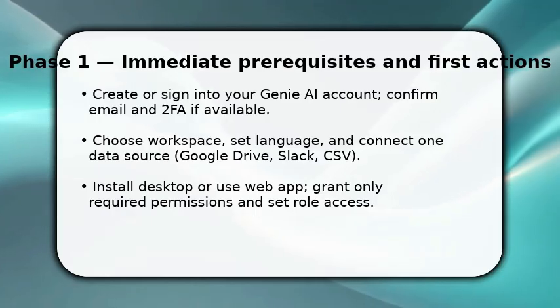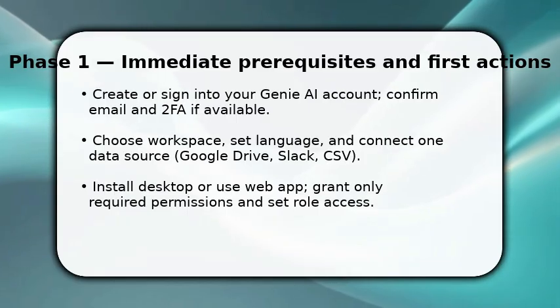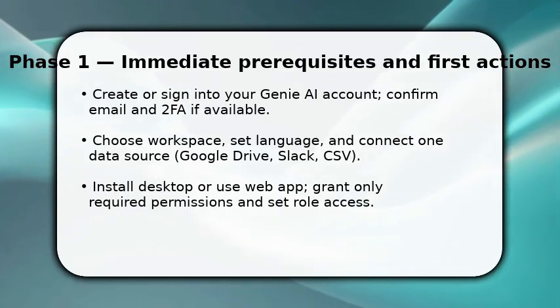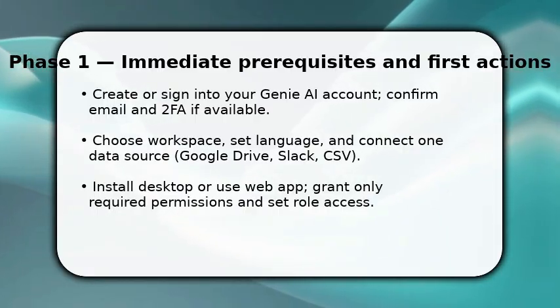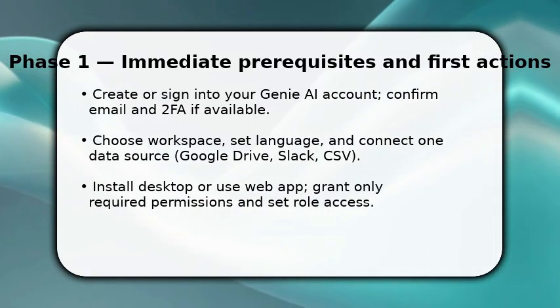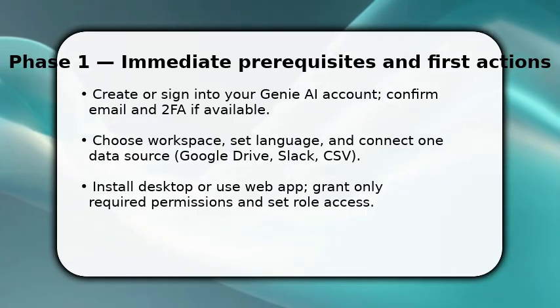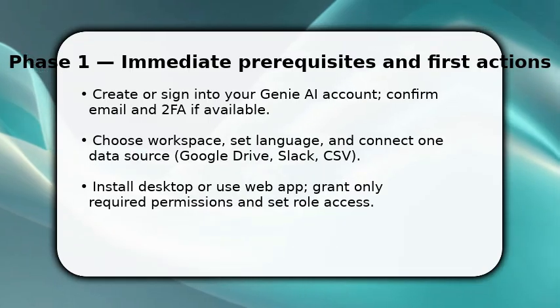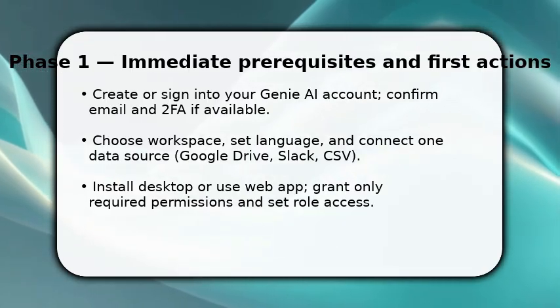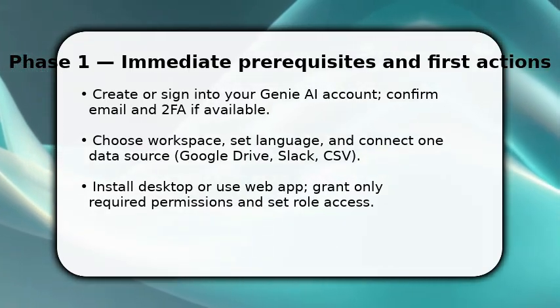You begin by confirming prerequisites and taking the first actionable steps. Sign into Genie AI, verify your email, and enable two-factor authentication for immediate security. Next, pick or create a workspace and set the primary language so prompts behave predictably. Connect one data source, for example Google Drive or a CSV, to seed context.